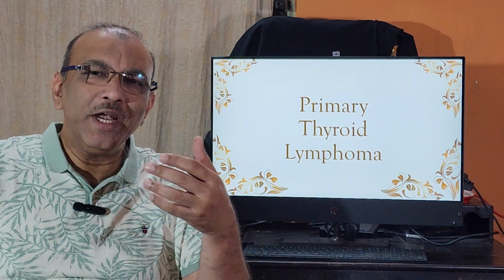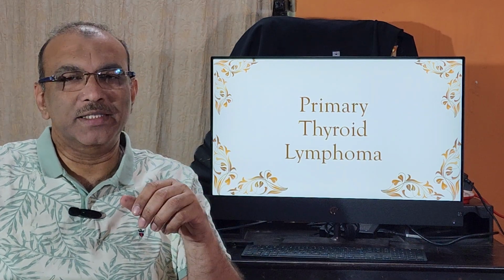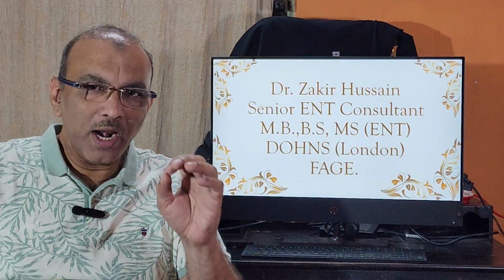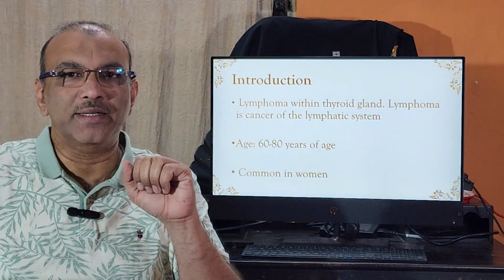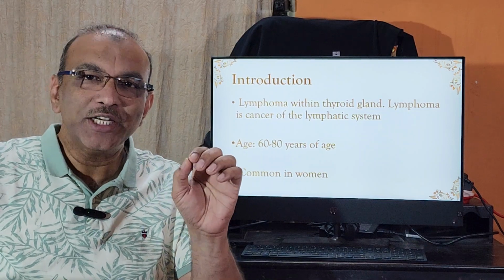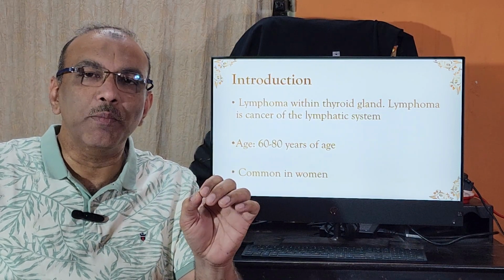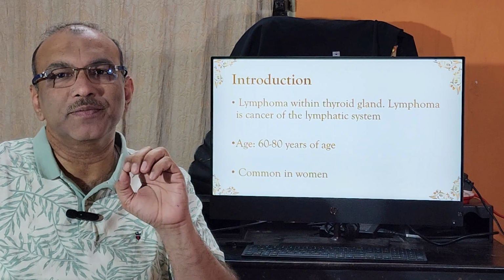There are so many different types of thyroid malignancies. One among them is lymphoma of the thyroid gland. Usually, those patients who have been diagnosed with lymphoma of the thyroid gland will have a past history of Hashimoto's thyroiditis. Hashimoto's thyroiditis is one type of autoimmune thyroiditis.